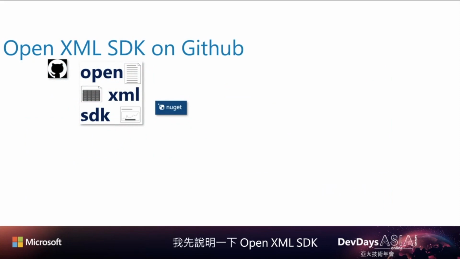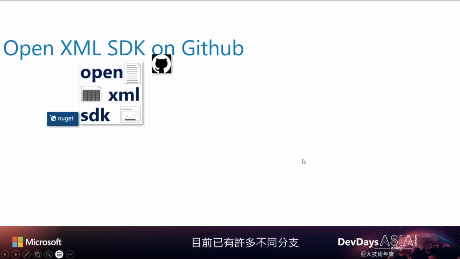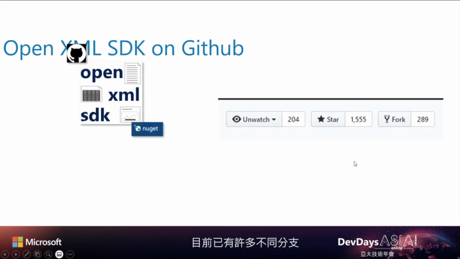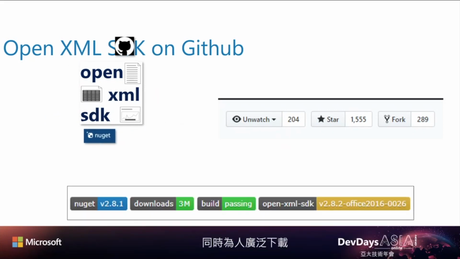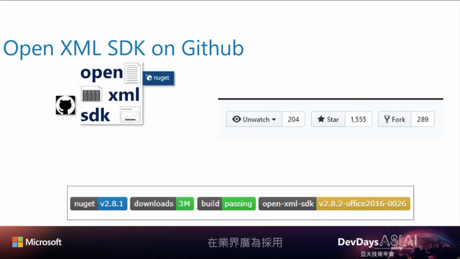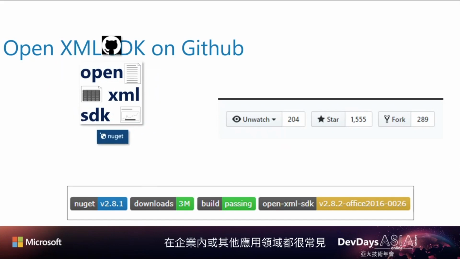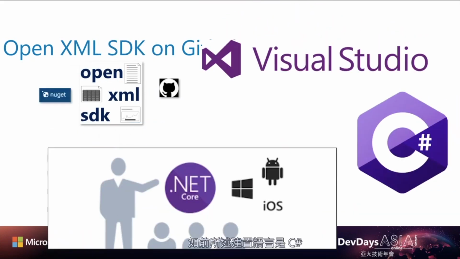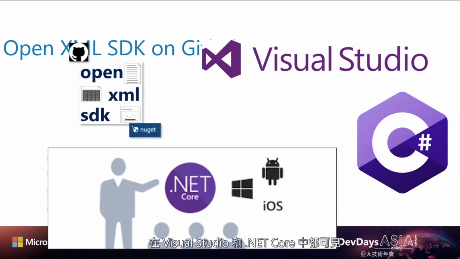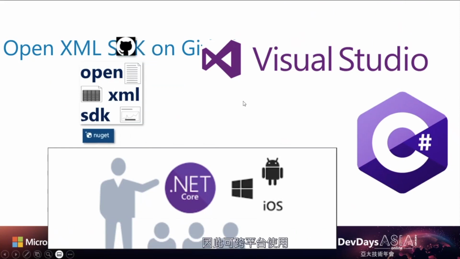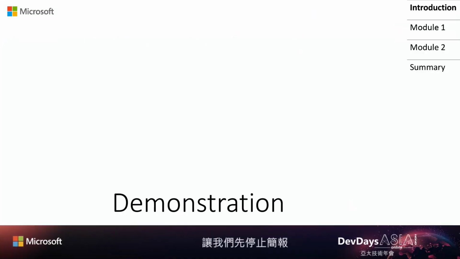Okay, a little bit about the OpenXML SDK. It is an open source on GitHub framework built around or distributed by NuGet and built around C#. It has been forked a lot, and it has also been shared a lot. It's also been downloaded. It is highly adopted in industry and used in both enterprise and other applications. It is built on C#, as I mentioned, in Visual Studio and .NET Core, which makes it cross-platform. So now let's stop the presentation and get right into the tutorial where we can work on this code.